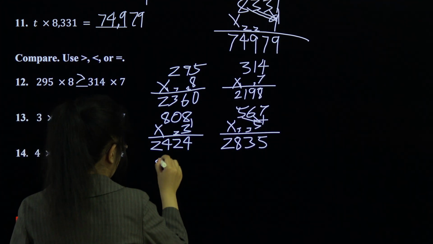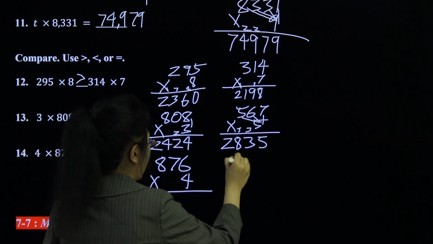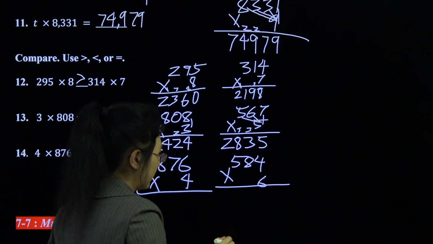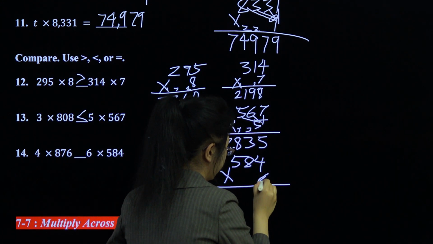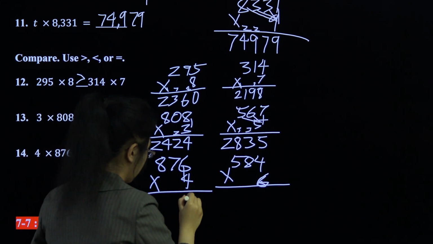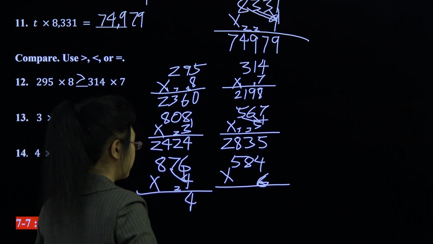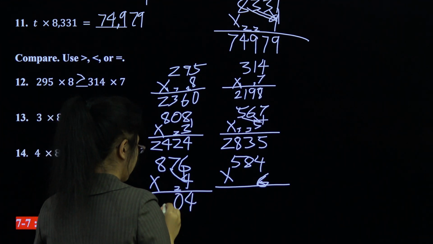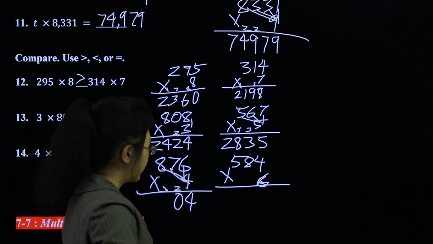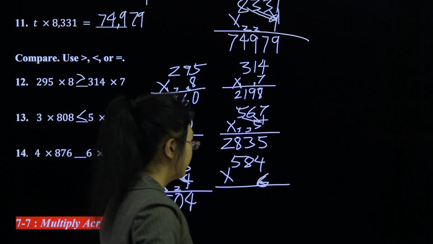4 times 876 and 6 times 584. Oh, I just drew that line a little weird. Anyhow, doesn't really matter. 4 times 6, 24, you regroup. 4 times 7, 28 plus the regroup 2, 30. Put the 0 down. 4 times 8, 32. 32 plus the regroup 3, 35. Nothing in the thousands column, so you just drag it down.